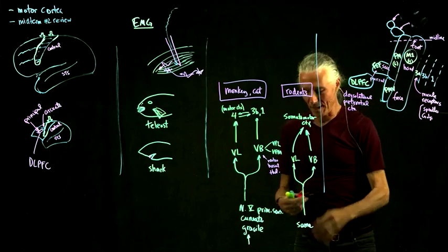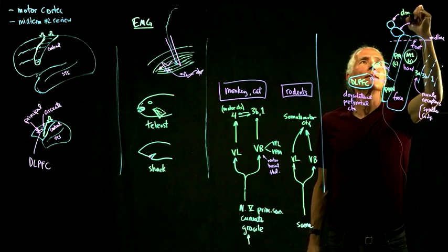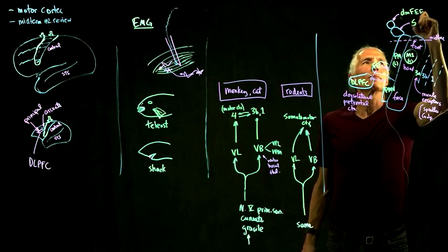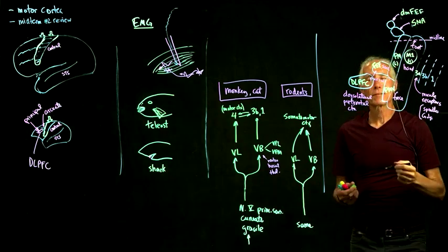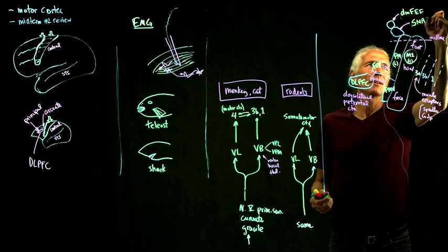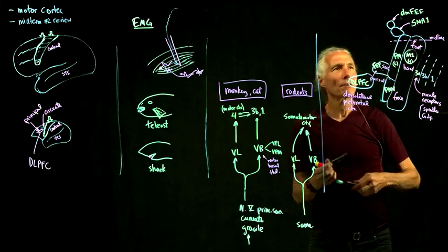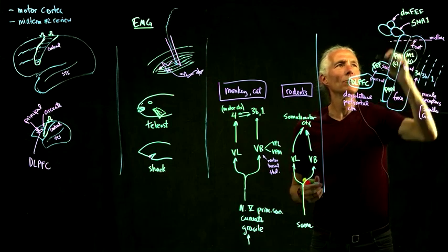Put those in green to match up with the other one. So this is the dorsomedial frontal eye fields, and this is the supplementary motor area. But as usual, it turned out there's more than one supplementary motor area, so we'll call that supplementary motor area 1, and then there's another supplementary motor area 2.